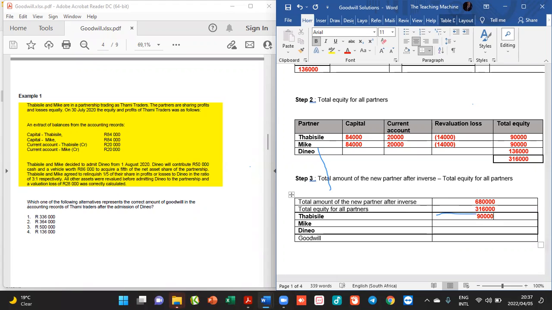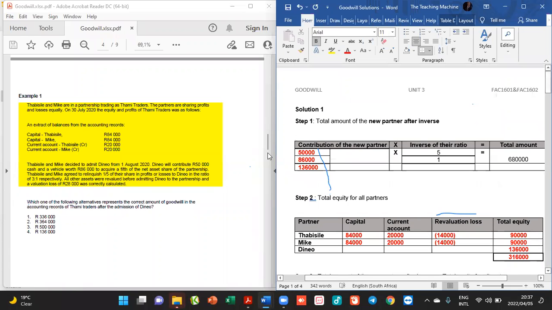We got 90,000 for Tabisile. We got 90,000 for Mike. And we got 136 for Dineo. So step 1 minus step number 2. 680 minus 316 will give us the goodwill. What is the answer? 364,000. 364 thousand, which is option number 2. Now let's do this one more time.